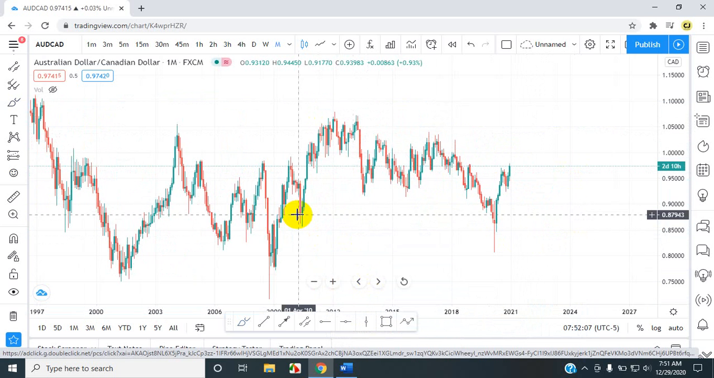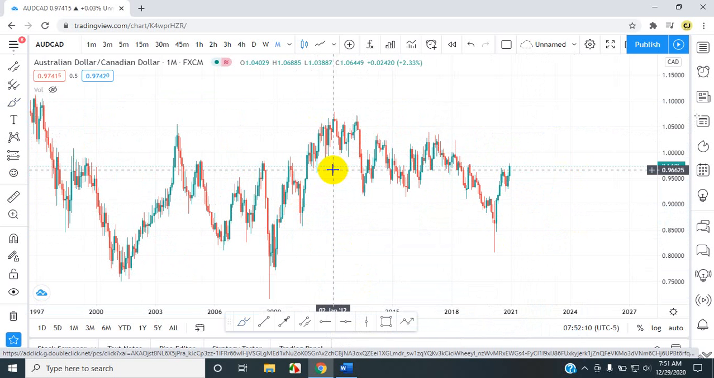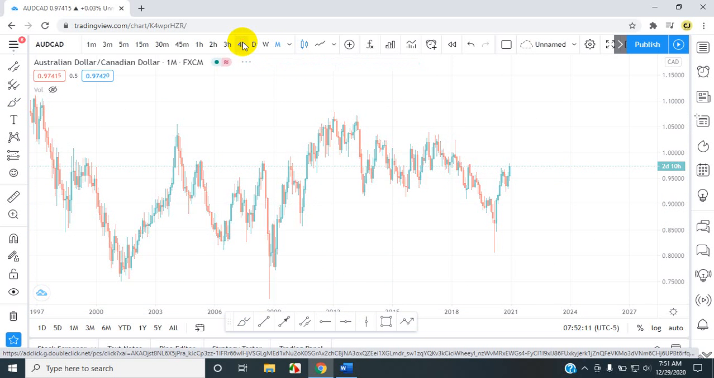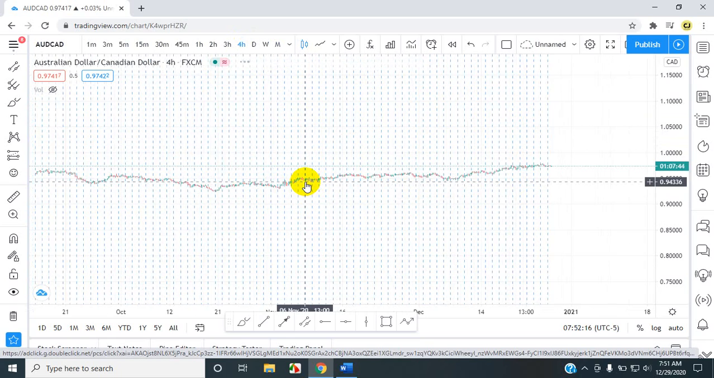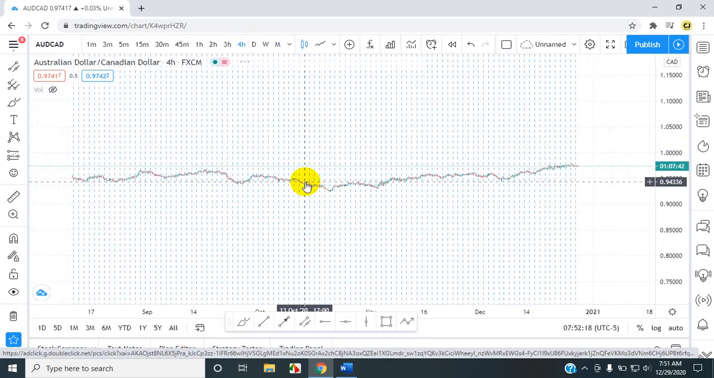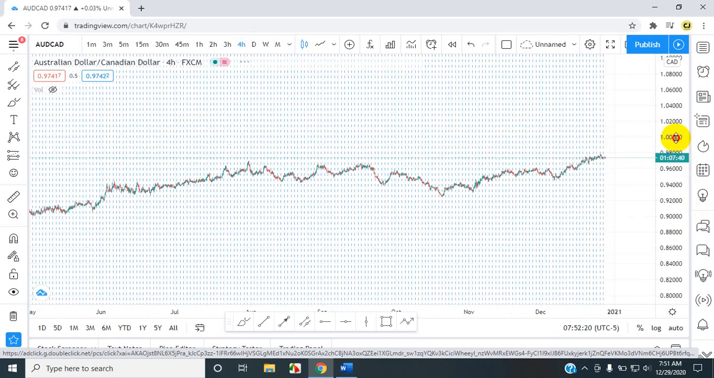Okay, so what we're going to do is mark up today on the 4 hour, and we're going to take it down the time frame to maybe the 1 hour. So we'll probably be working with the 4 hour and the 1 hour today. So let's see what's going on in the 4.